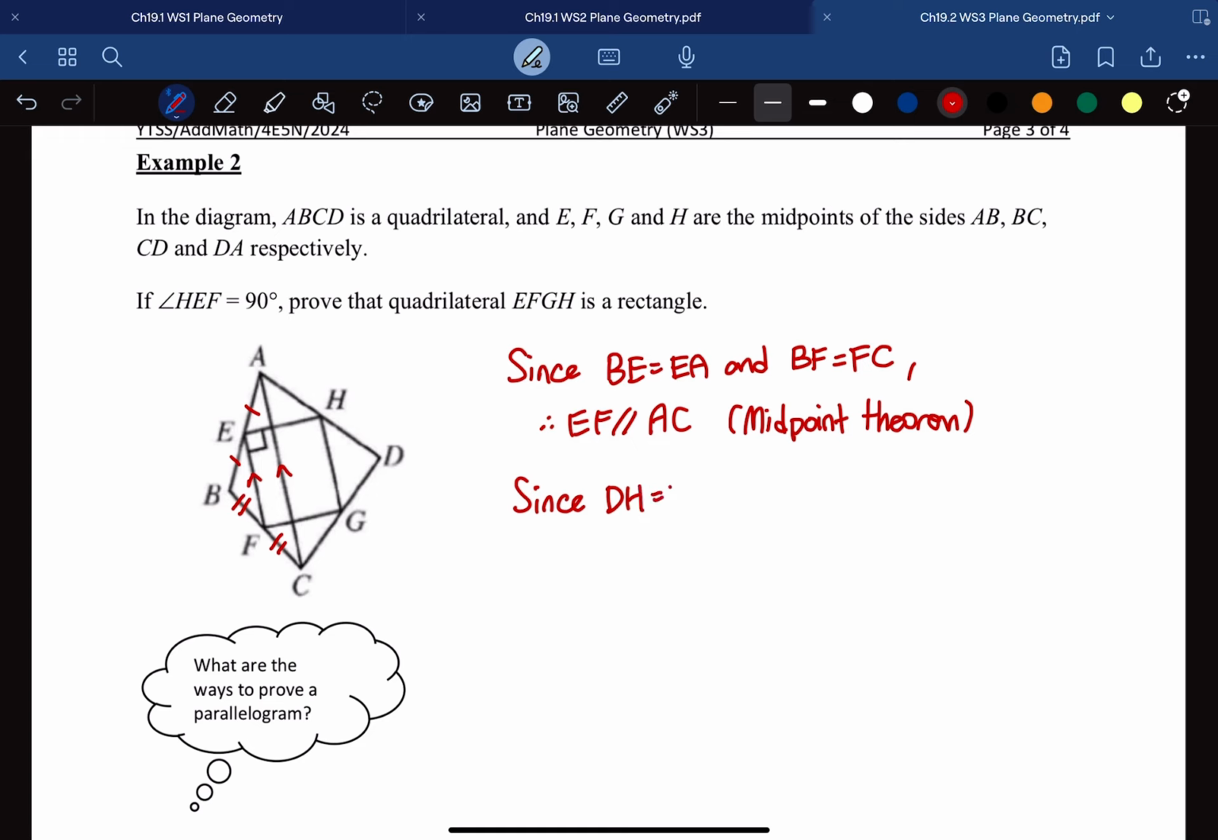DH is equal to HA, this is another case of the midpoint theorem. These two lines are the same. I use 3 lines to represent that. So therefore, DH equals HA and DG is equal to GC. I can now make the next conclusion that therefore HG is parallel to AC. And this is also by the midpoint theorem.